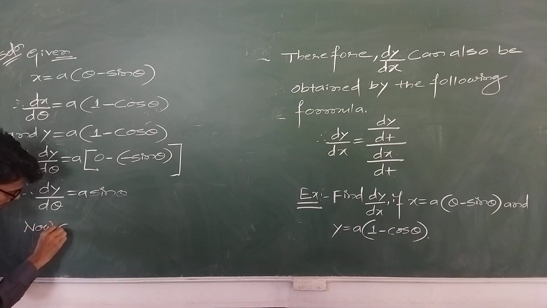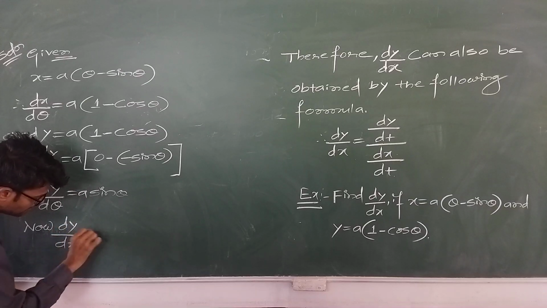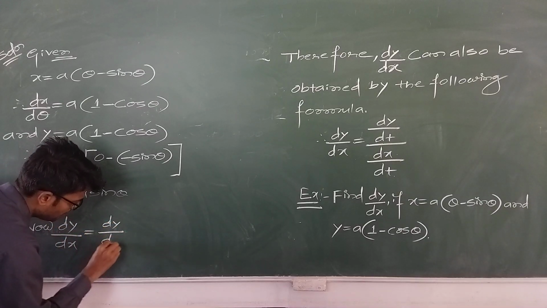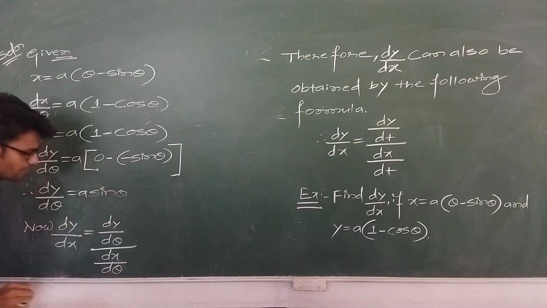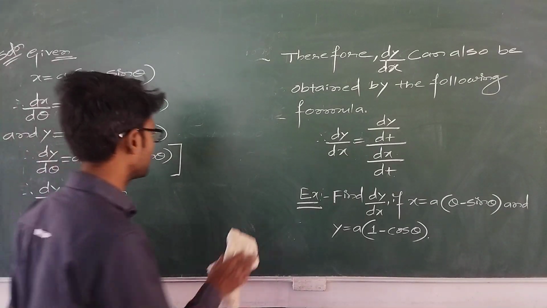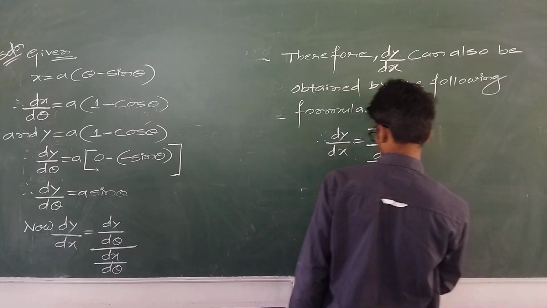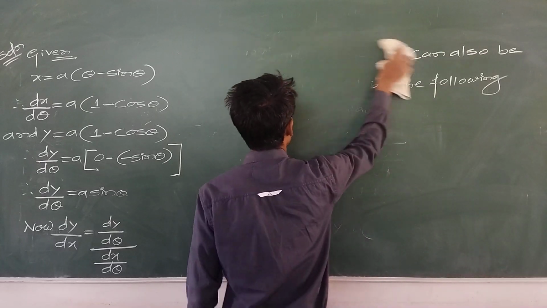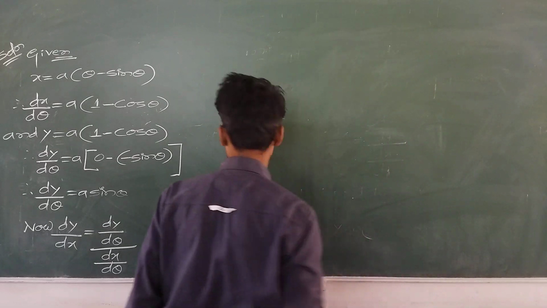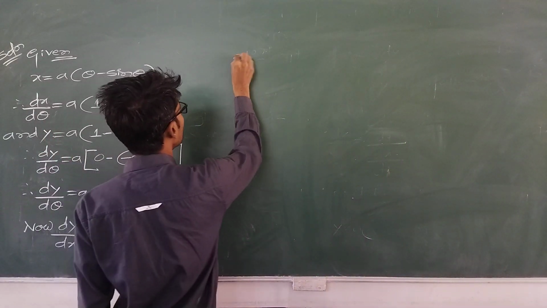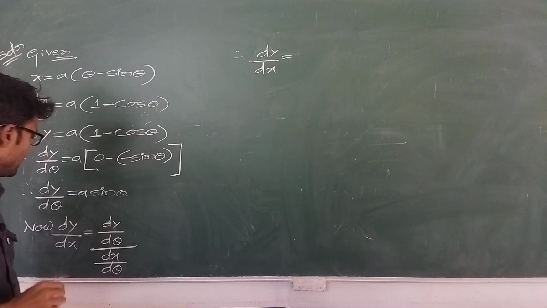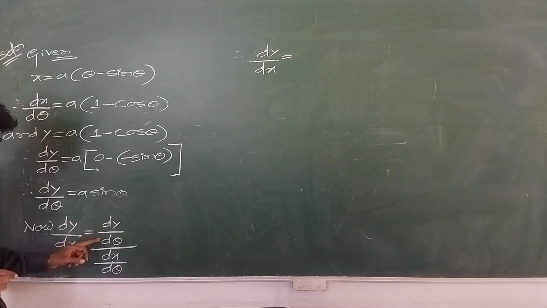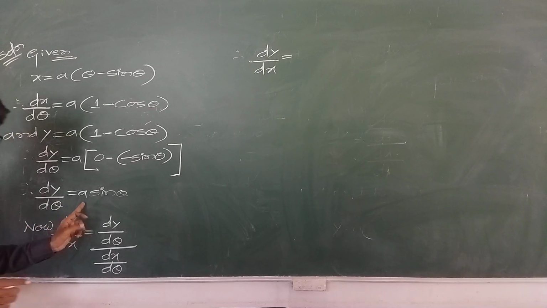So, now I want the value of dy by dx. So dy by dx equal to dy by d theta divided by dx by d theta. Therefore, I will write the value of dy by dx is equal to dy by d theta divided by dx by d theta. And see, already we have the value of dy by d theta is a sin theta.